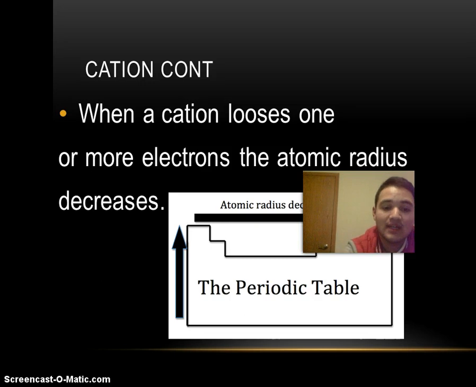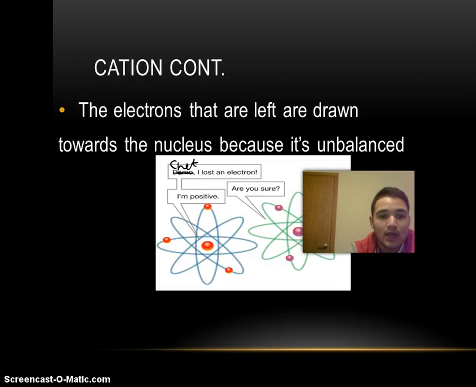As you can see on your periodic table, when the atomic radius decreases, it goes to the right, past the metals to the non-metals, as my partner Jesus explained. And also, the electrons are drawn towards the nucleus because it's unbalanced. As you can see in this picture, one cation says to the other, "I lost an electron. Are you sure?" "I'm positive." This cation became positive because it lost an electron and has become unbalanced.